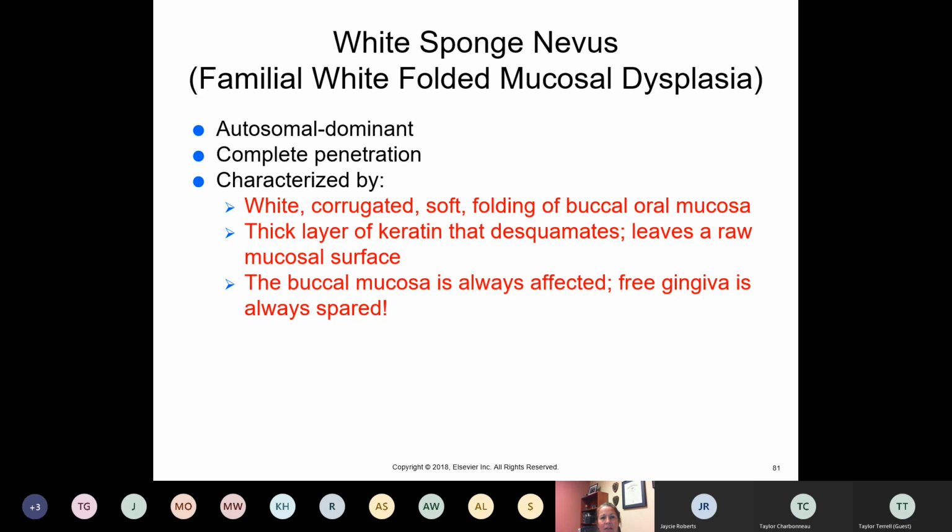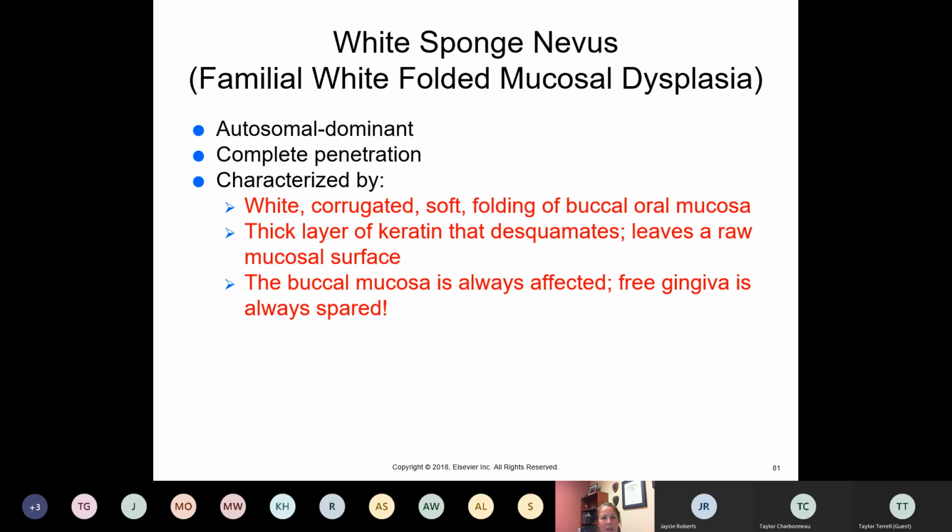White sponge nevus is a familial white folded mucosal dysplasia. I actually have a graduate from this program that had this condition, and she has 3 girls, and all 3 of her girls have it. It is a dominant condition. It has complete penetration, and it's characterized by a white corrugated soft folding of the buccal mucosa. So it looks like a severe case of hyperkeratosis, because there's a thick layer of keratin that desquamates, leaving a raw mucosal surface in some cases.